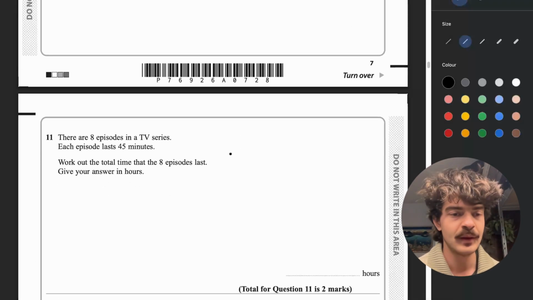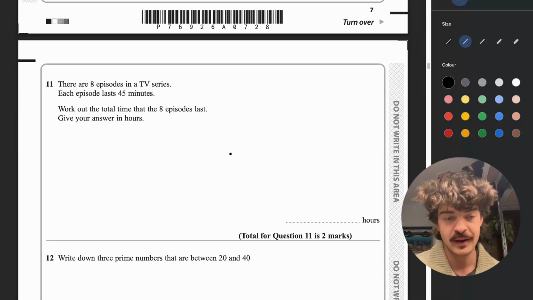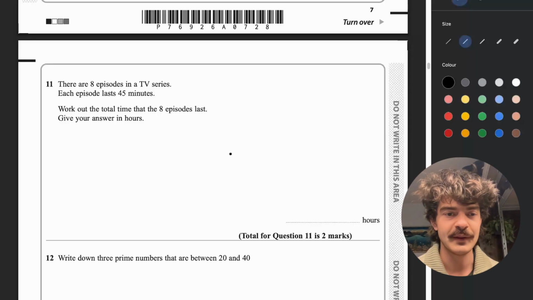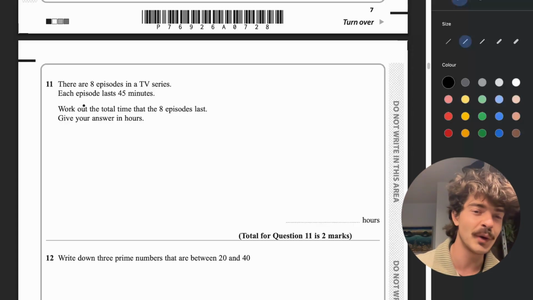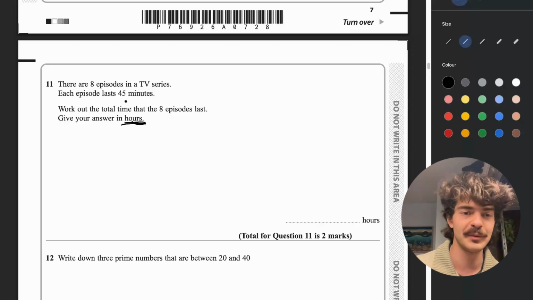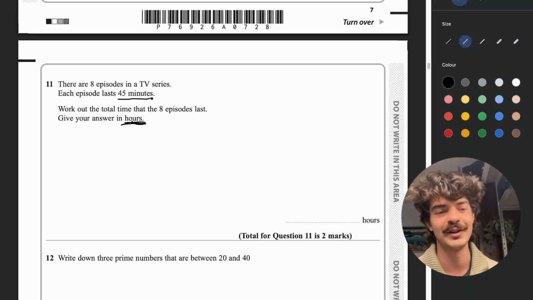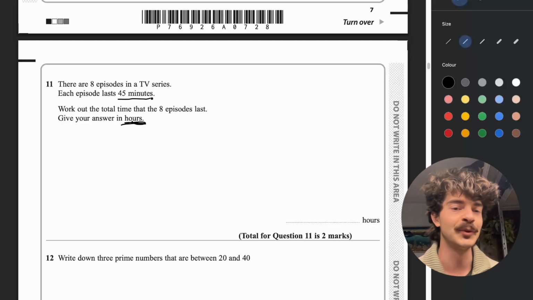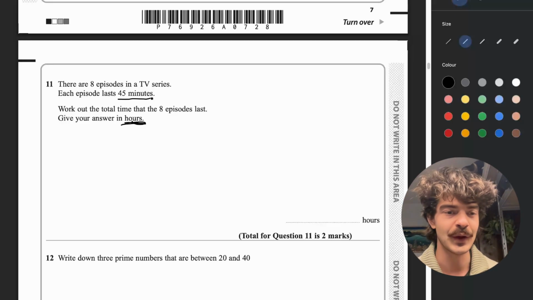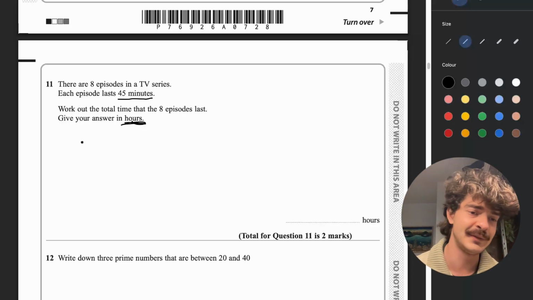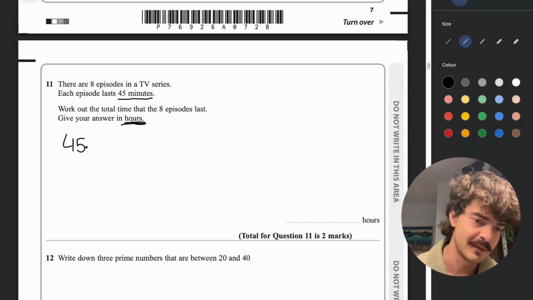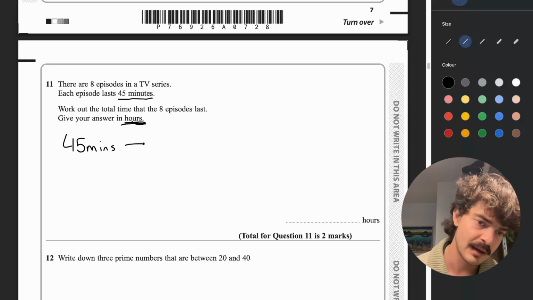Awesome. Question 11. There are 8 episodes in a TV series. Each episode lasts 45 minutes. Work out the total time that the 8 episodes last, and we want our units in hours. Right, we're doing a minute to hour conversion here. I'm going to lean towards converting first. So, well, how much of an hour is 45 minutes, right? If we wanted 45 minutes in hours, well, how do we get it?